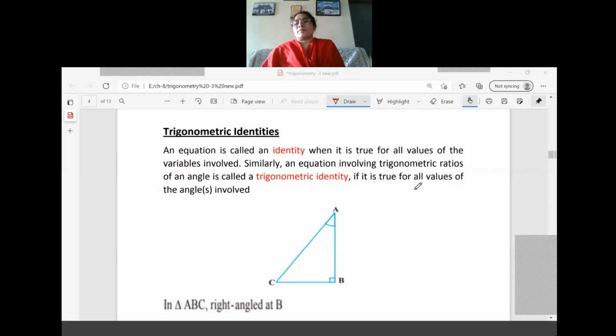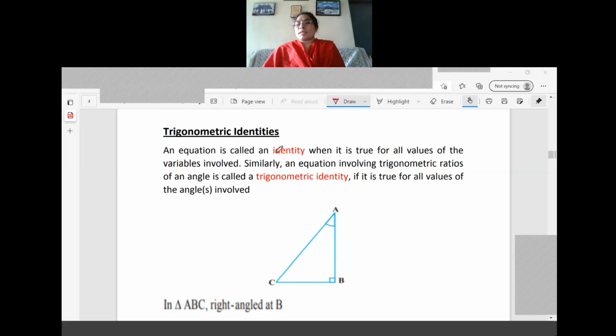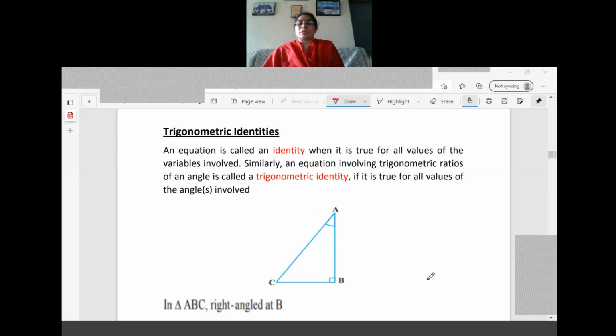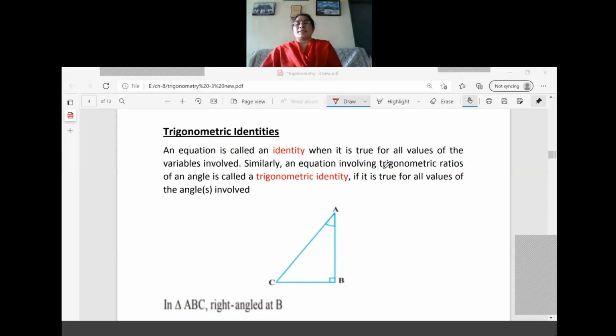Good morning, children. Today we are going to learn about the trigonometric identities. An equation is called an identity when it is true for all values. Last class we explained when an identity happens, it is similar to our algebraic identities, that is (a plus b) whole square, (a minus b) whole square, whatever we learned. It is true for each and every value. Whether you take a positive number or a negative number, everything is the same. So it is the same case with a trigonometric identity also.